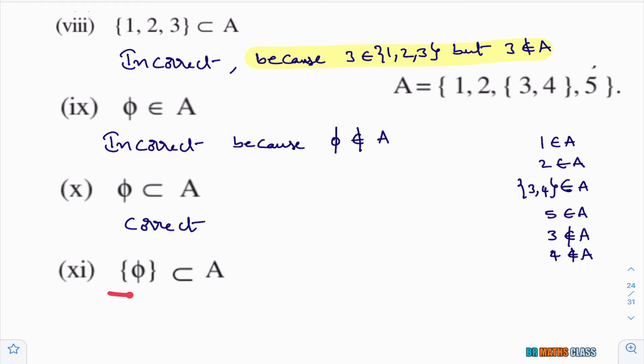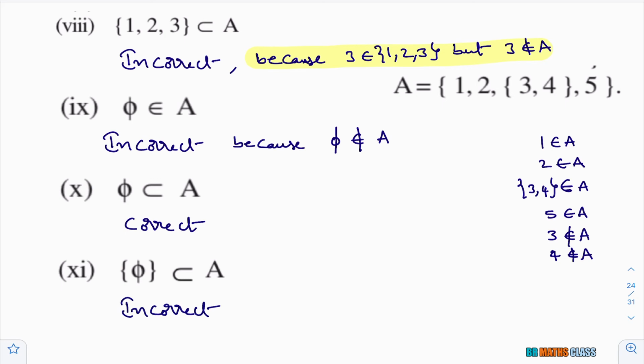Okay. Now you observe this one. This is a singleton set. It contains only one element. What is that element? That element is phi. Now here the subset symbol is given. Now when will this be correct? Whatever elements are present in this set must be present in A, then it is correct. This contains only one element, phi. Is phi there in set A? We already discussed here. Phi is not in set A. So I can say that this is incorrect.